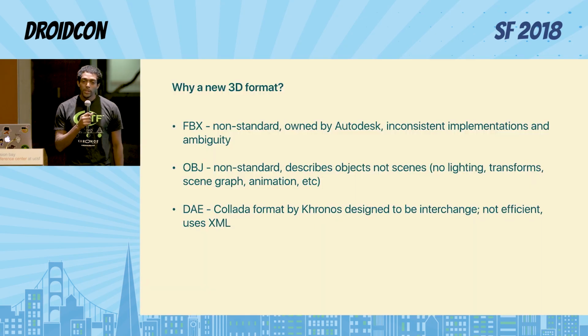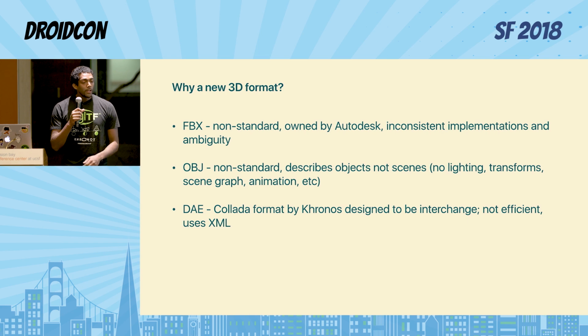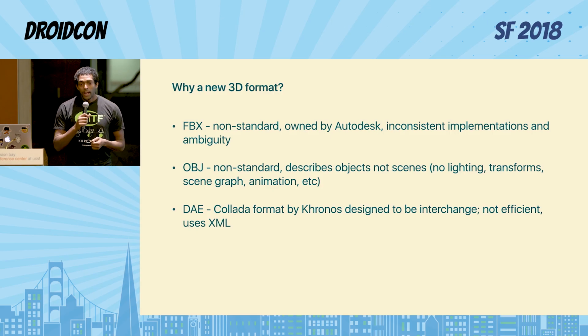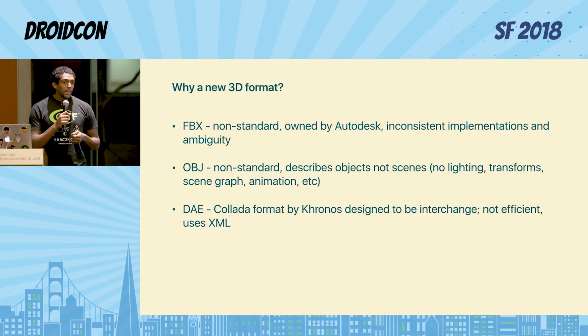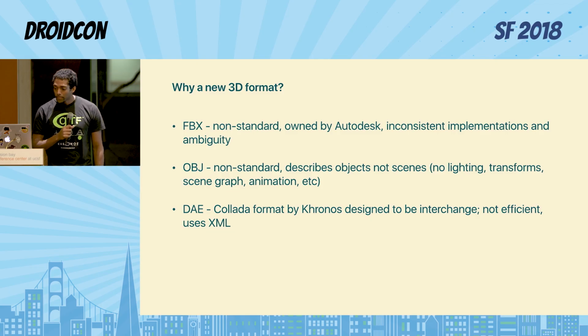So why do we need a new 3D format? If you look at some of the formats that exist already, FBX is a very popular format created by Autodesk. A lot of artists use FBX. But it happens to be non-standard, so it's not easy to validate, which leads to inconsistent implementations and some ambiguity. It also doesn't support extensibility, so we can't just add things that we need when they aren't there. And it doesn't support newer features that we want in a 3D scene format, like physically based rendering, which I'm going to talk about a little bit later.